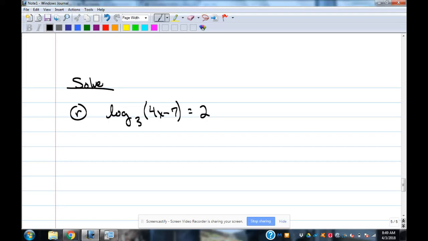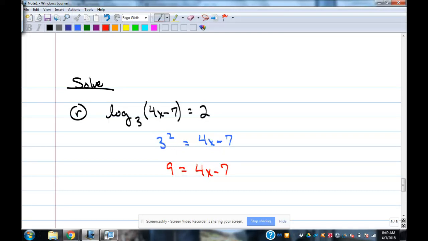Okay. So this is a logarithmic equation because it has log in it, right? But it doesn't have log on both sides. It just has it on one side. And anytime you see that, you want to think, hey, could I rewrite that as an exponential and just get some numbers out of it? How would I rewrite this as an exponential? 3 to the second power is equal to 4x minus 7. What's 3 squared? It's 9. We know that number.